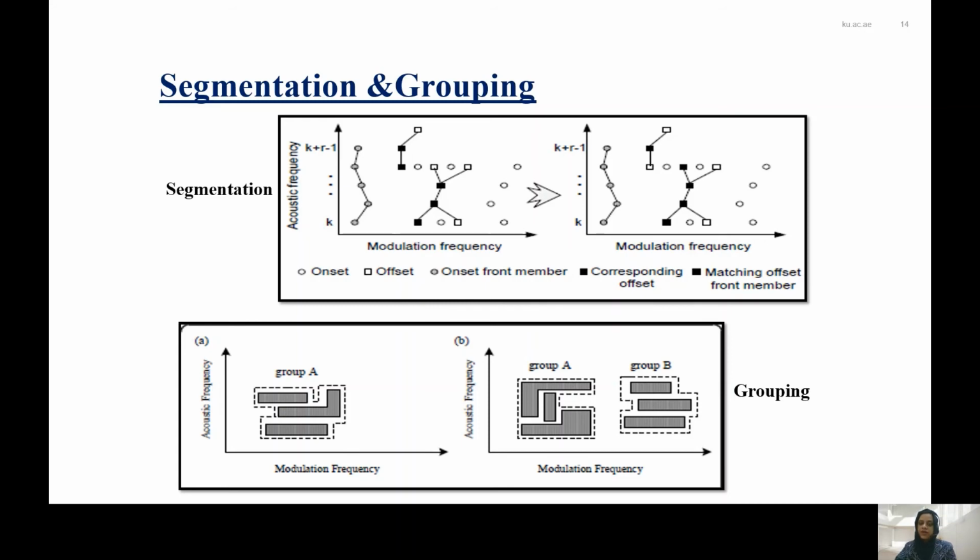The onset front members and offset front members possessing identical characteristics are expected to come from the same source, and they form a group called group A. The remaining offset and onset fronts form group B. Group A is expected to represent the dominant signal and group B the interfering signal. Then we need to calculate the pitch frequency range of group A and group B to obtain the pitch frequency range of the dominant signal and the interfering signal respectively.